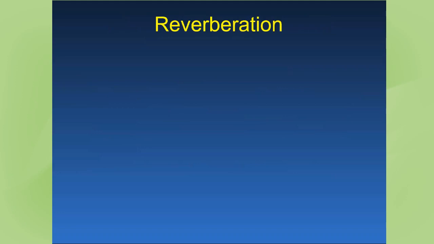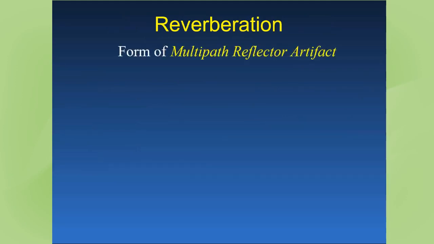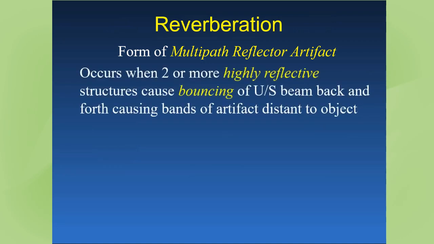Okay, reverberation is another R word. This is another multipath reflector artifact, and we see a lot of reverberations all the time. This occurs when there are two or more highly reflective structures that cause bouncing of the ultrasound beam back and forth, causing bands of artifact to occur distant to the object.